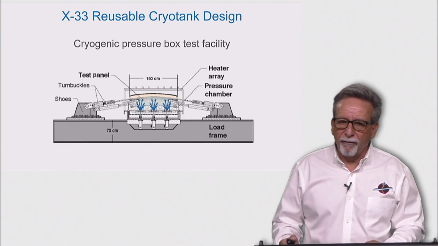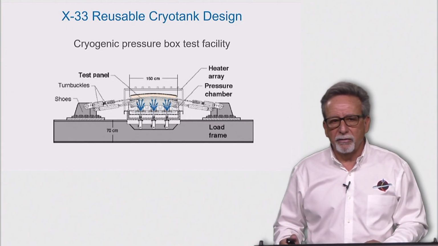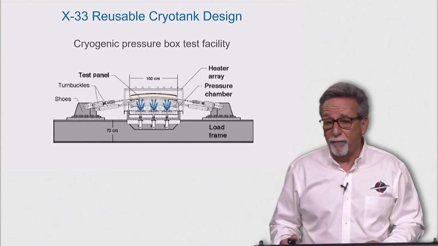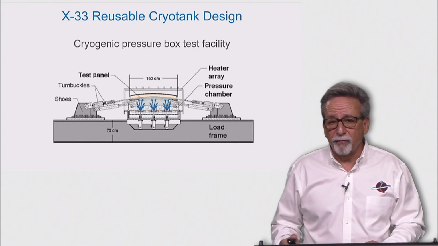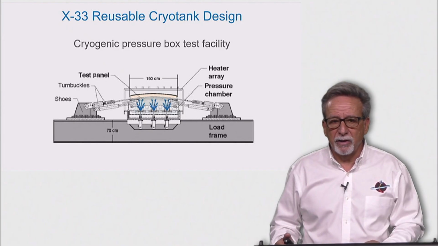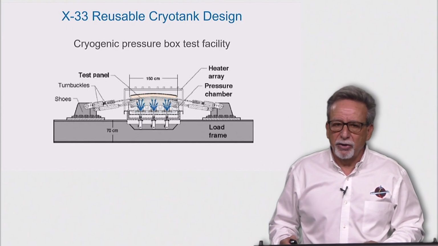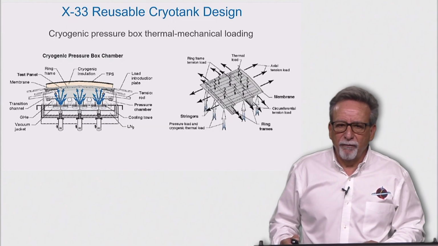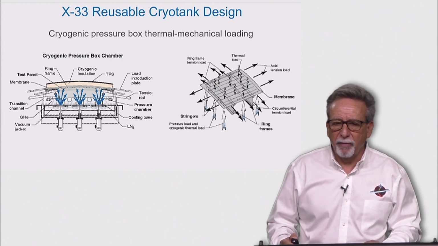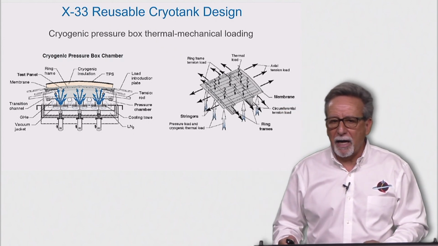We could also look at manufacturing and fabrication details and refine them before we fabricate the full-scale design, thus reducing the risk of premature failure in a full-scale tank due to cyclic thermomechanical loading. Schematic section of the CPB is shown above. A view of the chamber is shown here. In this subcomponent test, a 1.5 meter by 1.8 meter curved panel is loaded in biaxial tension by internal pressure and mechanical actuators.